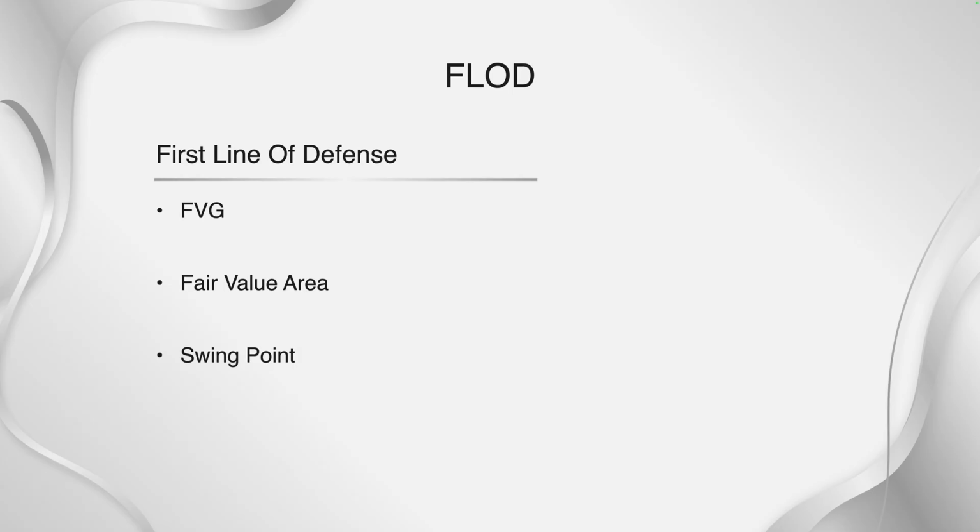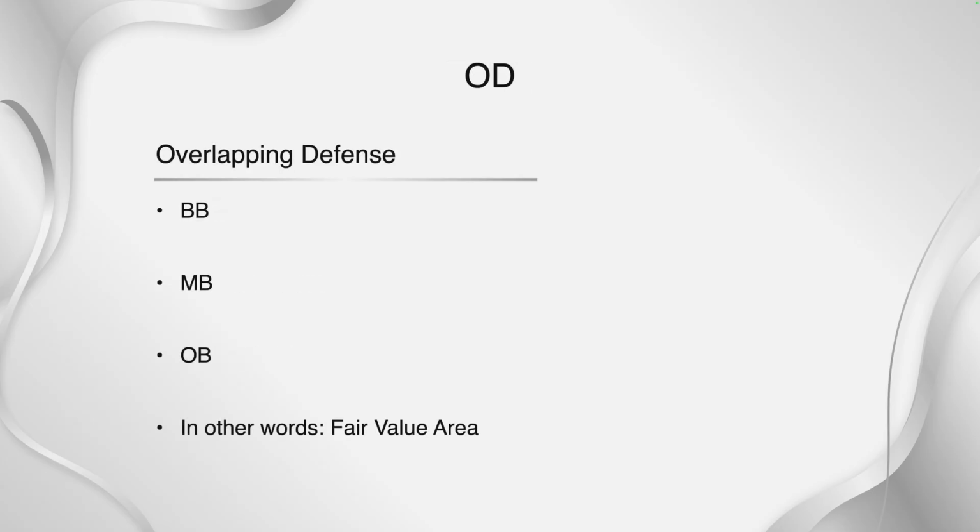Then after that we have, of course, the overlapping defense. Now the overlapping defense doesn't change. It's always going to be the same exact thing, but there are differences in overall probabilities again. The overlapping defense is always going to be either a breaker block, a mitigation block, or an order block. In other words, it's always the fair value area. So the overlapping defense is probably the easiest one. It is not super difficult to understand in my opinion, but we do need to understand again, and that leads to the first line of defense.